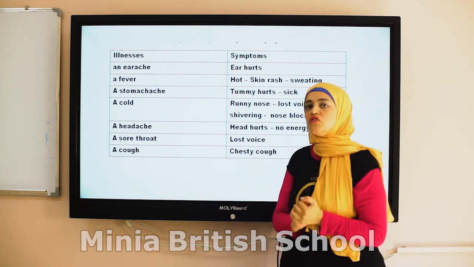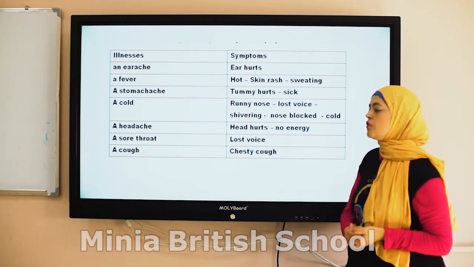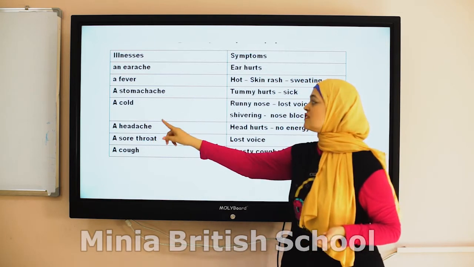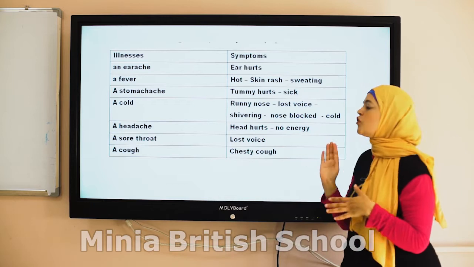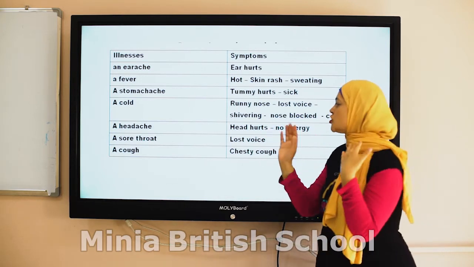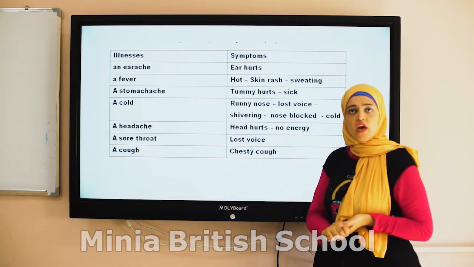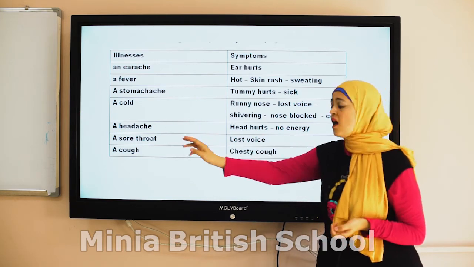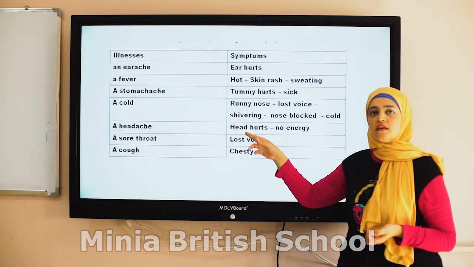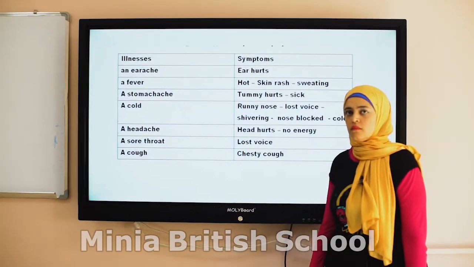Okay, but I can't say "What do you feel now?" because I can't say "I feel head hurts" or "I feel no energy." Here I will say, "What have you got?" "I have got a headache." "I have no energy, and my head hurts." Here we use it as a verb, right, to explain the pain in his head. So I've got a headache, and I have no energy, and my head hurts. Okay?